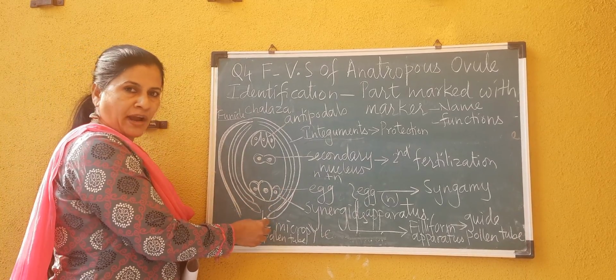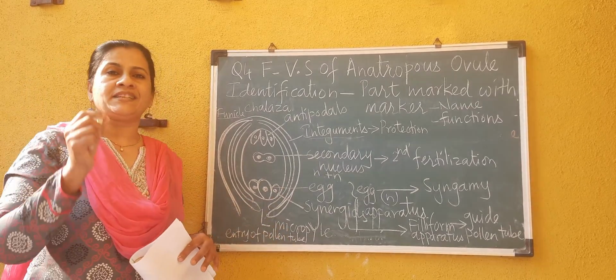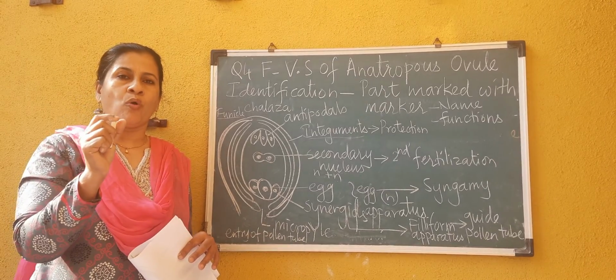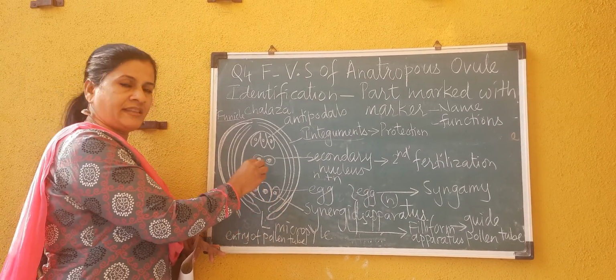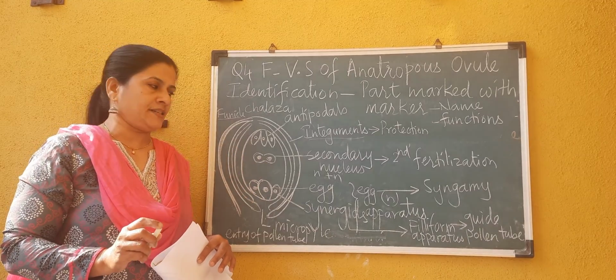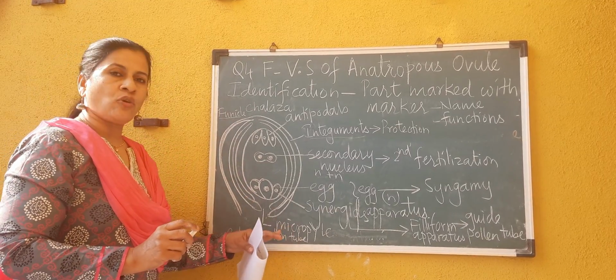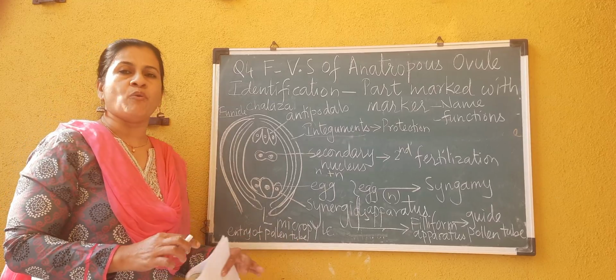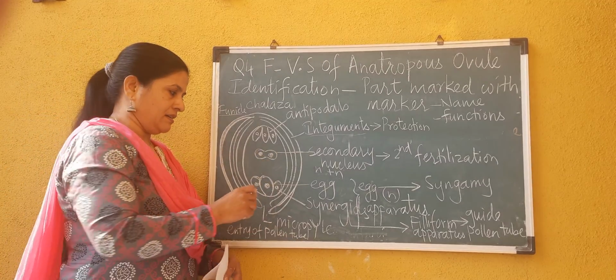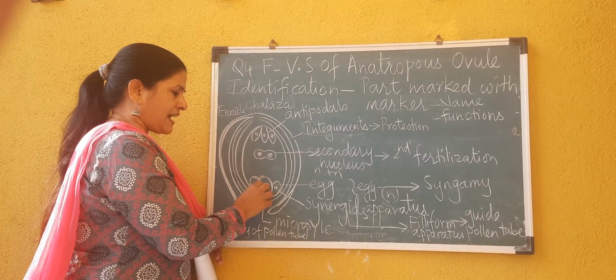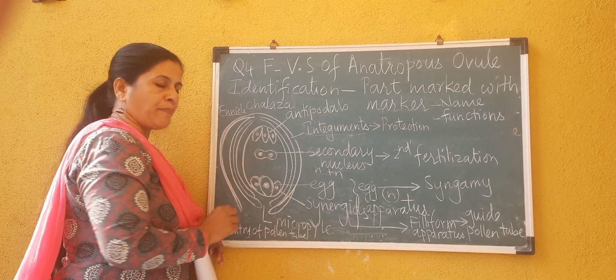Third part is micropyle. Micropyle is a small gap or small pore left for entry of the pollen tube inside the embryo sac during fertilization. So micropyle is for entry of the pollen tube. In the center there is an embryo sac. Embryo sac is made up of the egg apparatus.